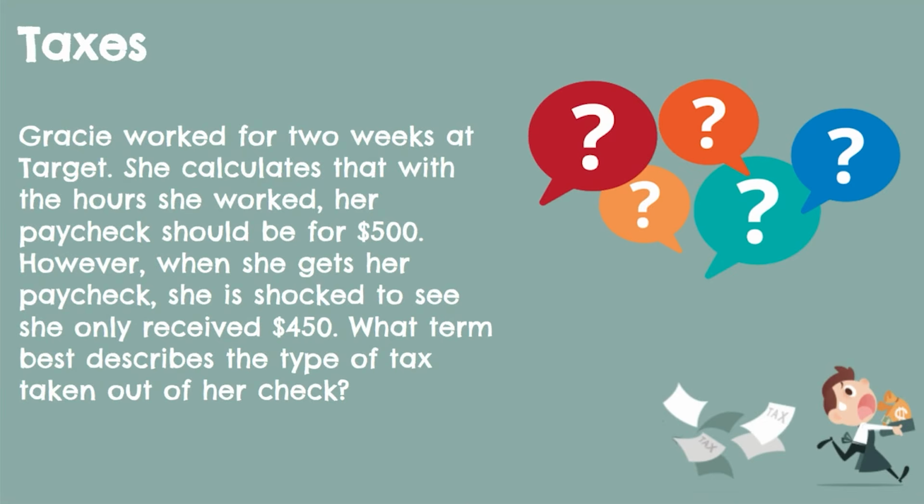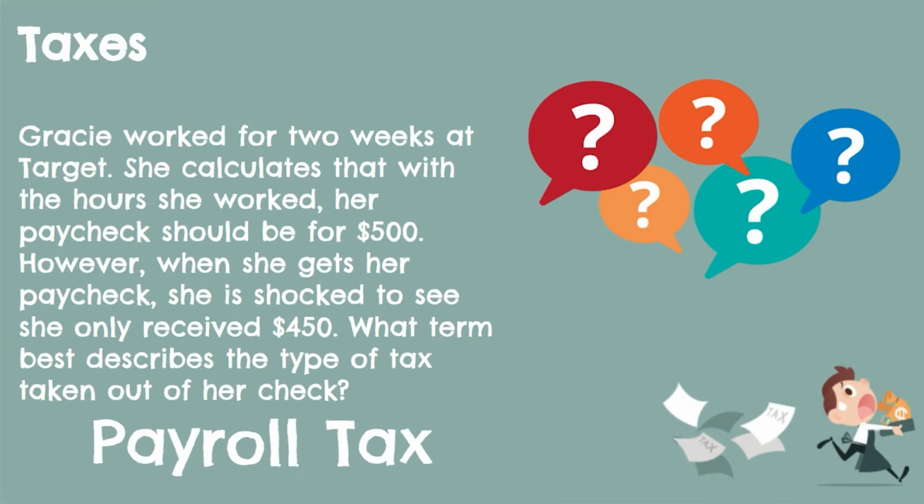Next question. Gracie worked for 2 weeks at Target. She calculates that with the hours she worked, her paycheck should be for $500. However, when she gets her paycheck, she is shocked to see she only received $450. What term best describes the type of tax taken out of her check? Right, because it's taken out of each paycheck and it's taken out by her employer, that is going to be payroll tax. Good.